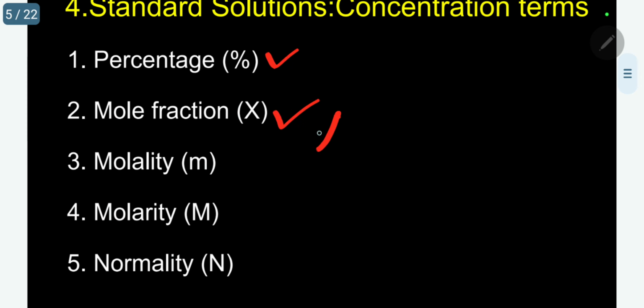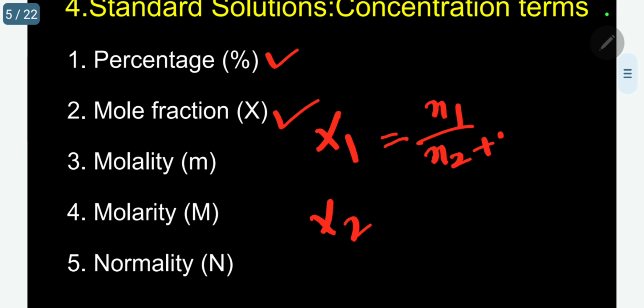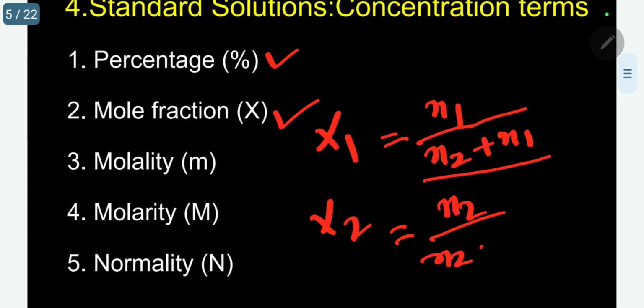Mole fraction: there are x1 and x2. What is x1? x1 equals n1 by n2 plus n1. Here the subscript 1 always represents solvent. That is, number of moles of solvent divided by total number of moles of solute and solvent. n2 is solute, n1 is solvent. x2 equals n2 by n2 plus n1. So this is the mole fraction of solute, and this is solvent.